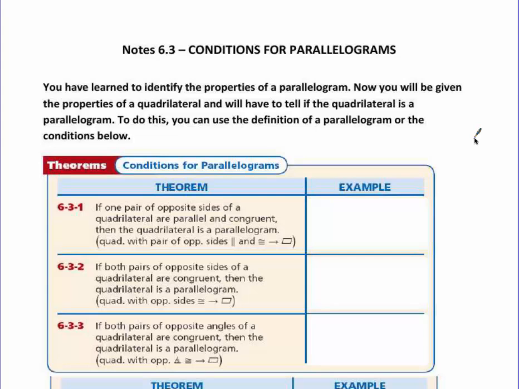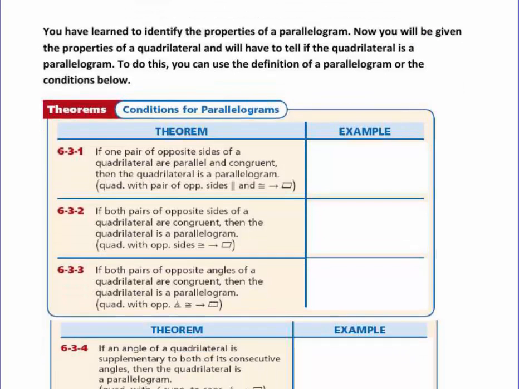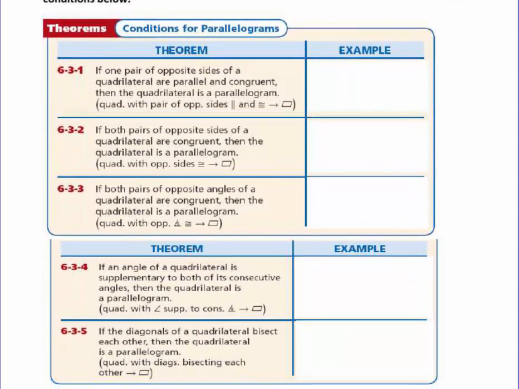All right, we're going to keep talking about parallelograms, and what we've been doing so far is learning to identify the properties of a parallelogram. So we've looked at parallelograms and then we've said what properties they have. So now what we're going to do is be given the properties and determine whether or not something is a parallelogram. So take a look at these 5 theorems here.